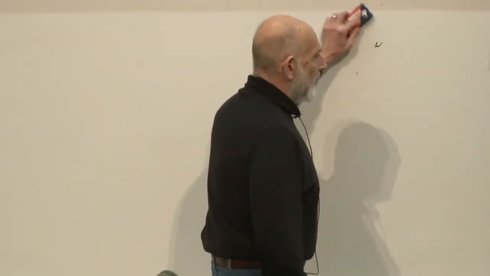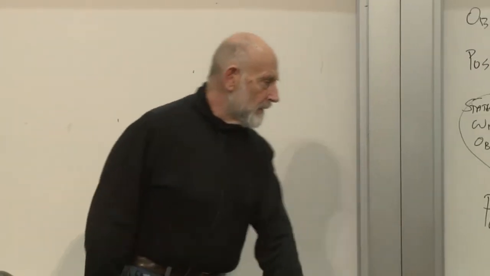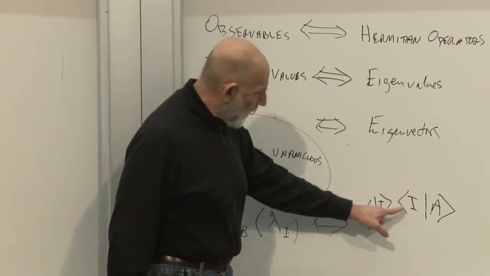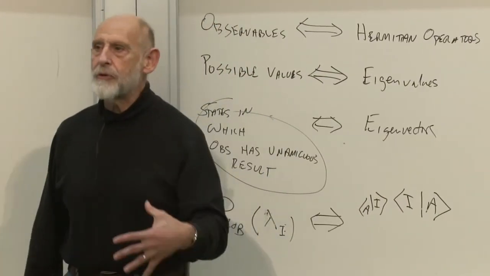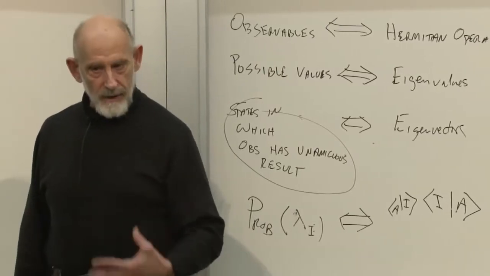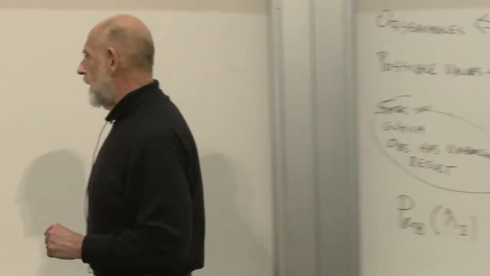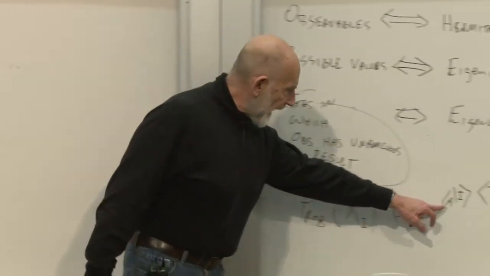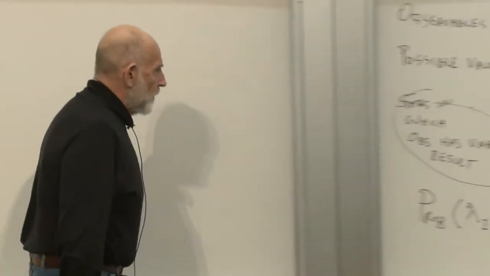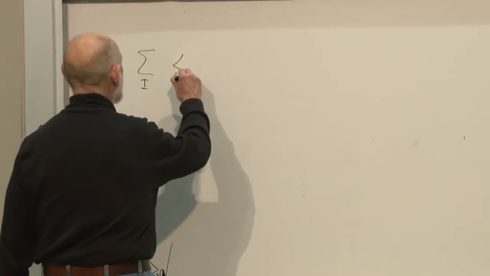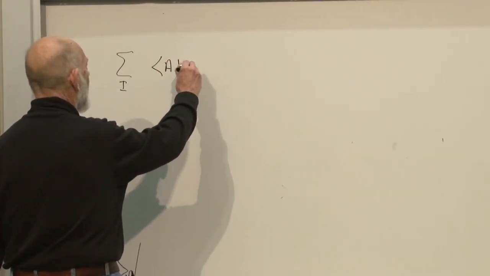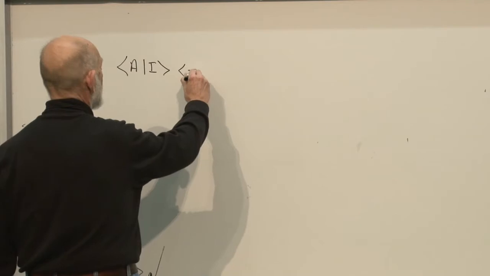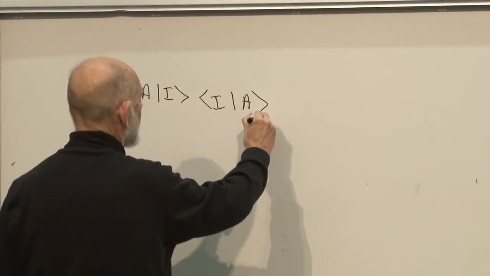If you want the total probability to add up to 1, then you want the sum of all these objects, when you sum over I, over the various possible values that you can measure, you want that to equal 1. So you want the sum over I, for any allowable state A, of <A|I><I|A> to equal 1.